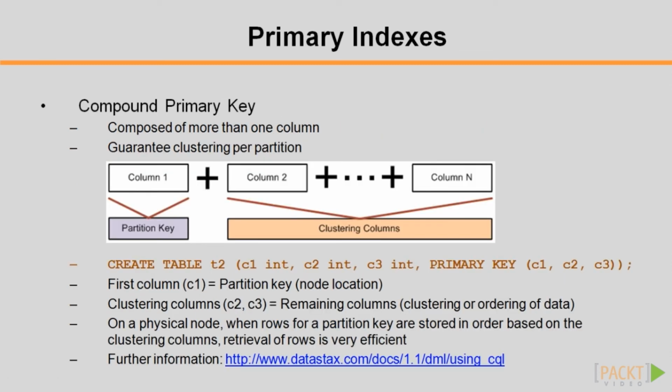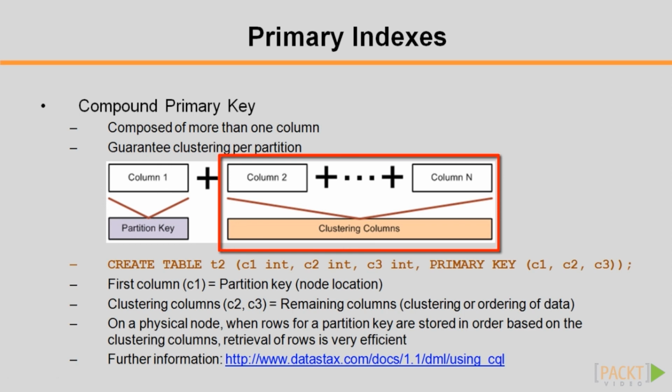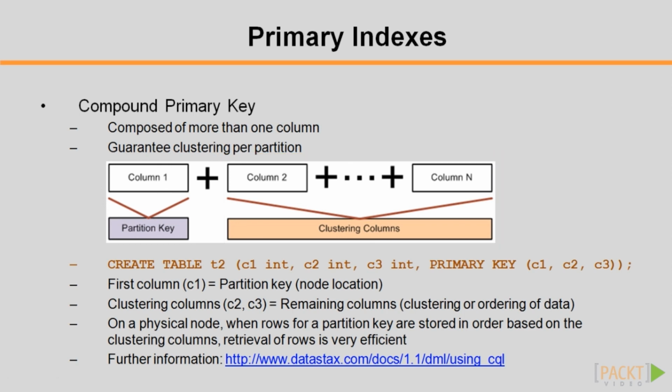Primary key can be composed of more than one column, which is called compound primary key. It guarantees clustering or ordering per partition. Cassandra uses the first column as the partition key to determine the node to store the row, and uses the remaining columns as the clustering columns for ordering of data. Here, the partition key is C1, and the clustering columns are C2 and C3.